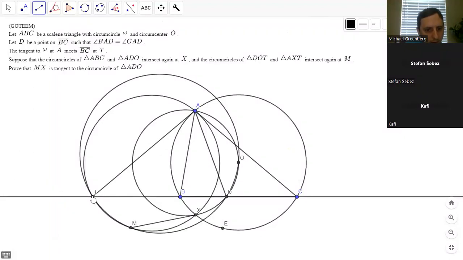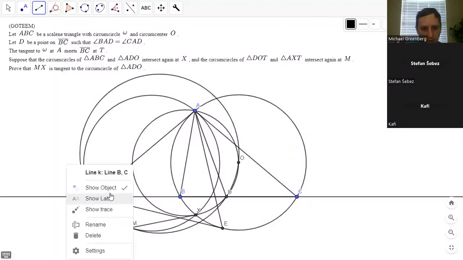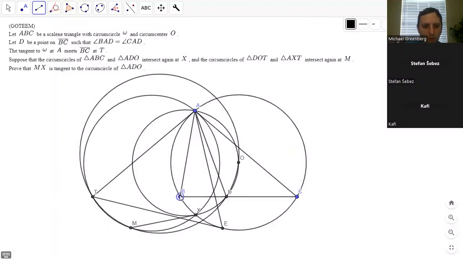So yeah, E was not actually part of the problem. I'm just drawing it because maybe it'll be helpful. I don't know. So yeah, AE is a symmedian, and so you have an angle bisector.